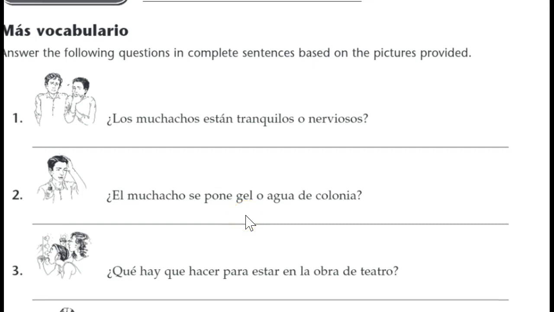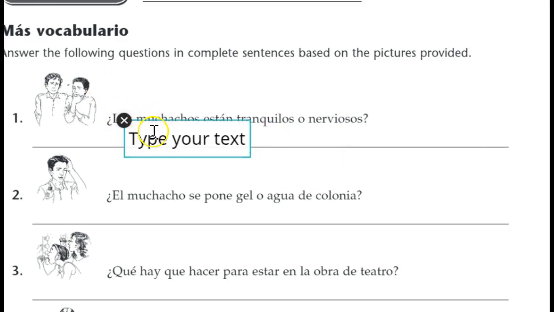Más vocabulario. Answer the following questions in complete sentences based on the pictures provided. Los muchachos están tranquilos o nerviosos. Right? What, they look a little nervous, don't they? So you would say los muchachos están nerviosos. So you write the sentence out.